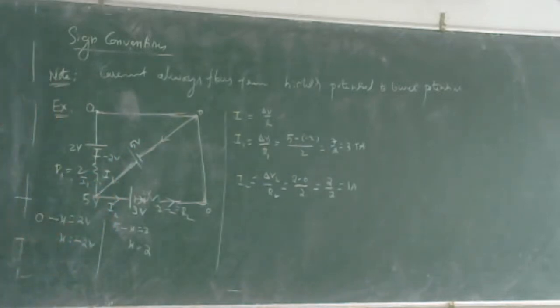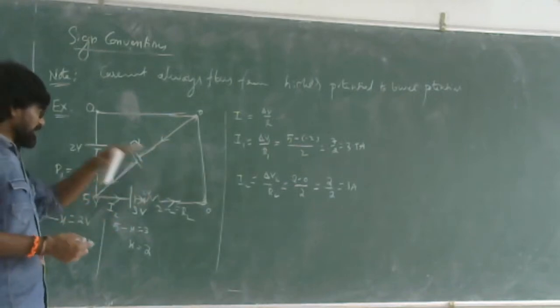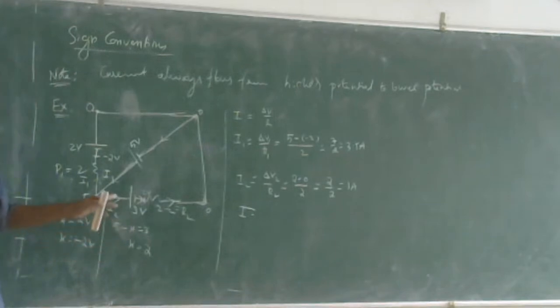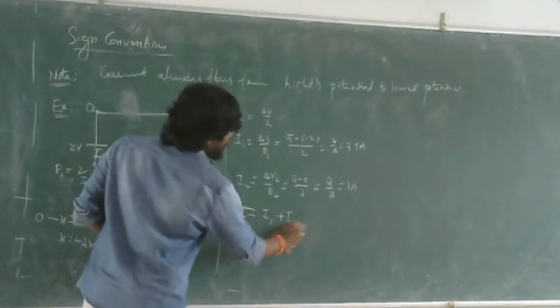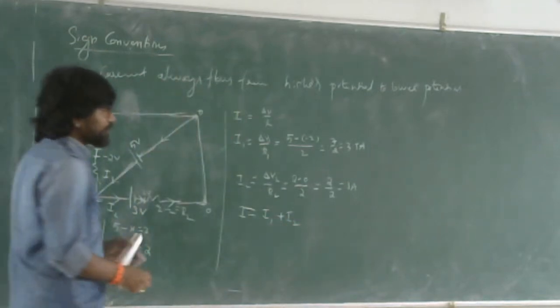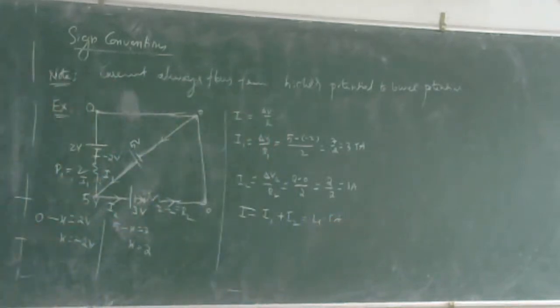If you are asked to find the current in each section, each section is this section, this section and this section. What is the current in this section? What is I? I is equal to I1 plus I2. So what is that? 4.5 ampere. So for each section you can calculate the current by making use of this kind of simplification. Right? Yes, right then. Next.